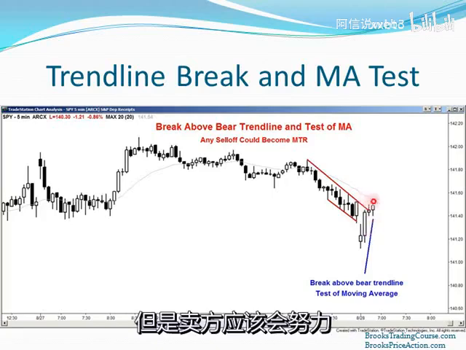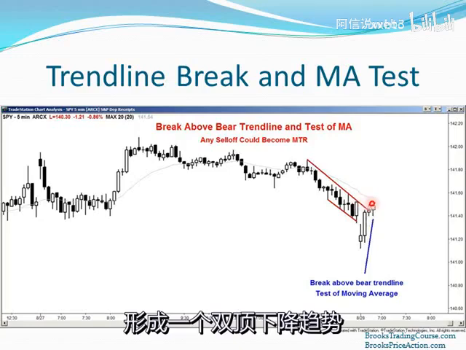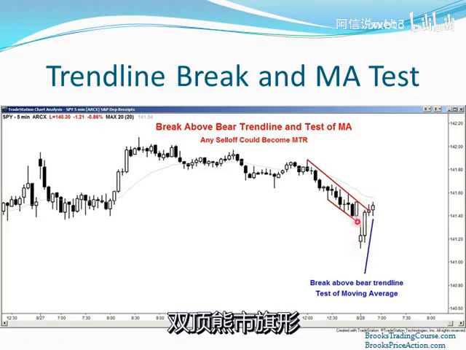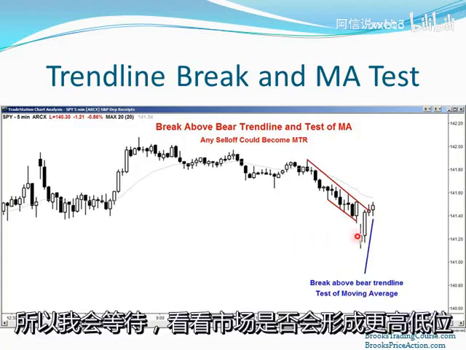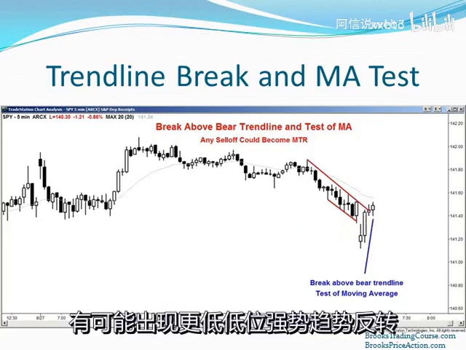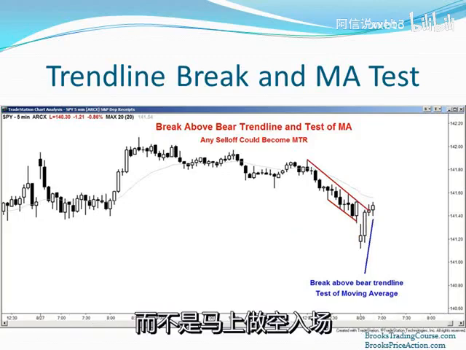But the bears will fight to get a double top bear flag, a move below this low, and then a measured move down here. So to me, I'm going to wait to see if we get a higher low, maybe a lower low major trend reversal, rather than take the short.